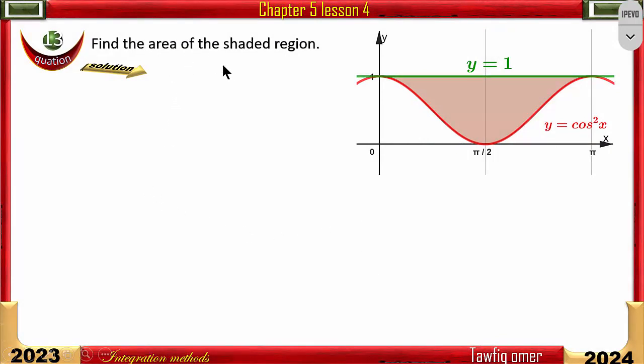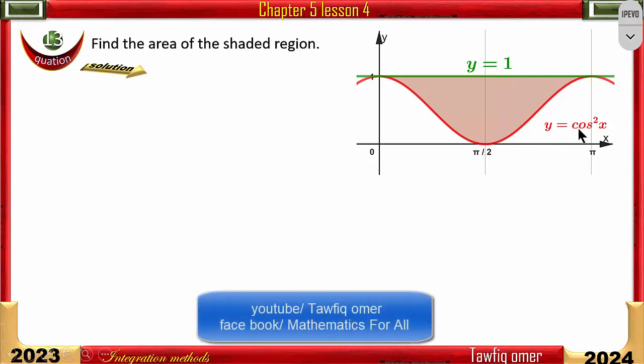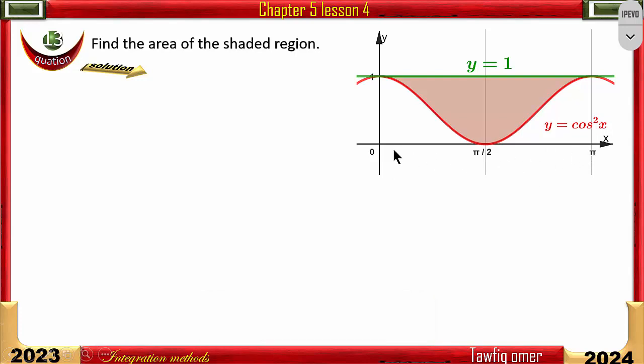Find the area of the shadowed region. As you can see here, we have two functions. One of them, y is equal 1, which is a constant function, and the second one, y is equal cosine square x from 0 to the pi. At all the interval, 1 is bigger than cosine square. So the area is equal integration from 0 to the pi 1 minus cosine square dx.